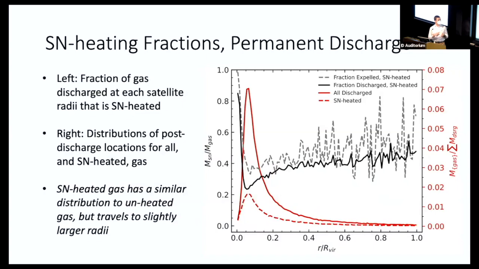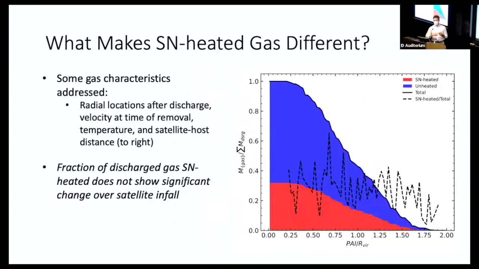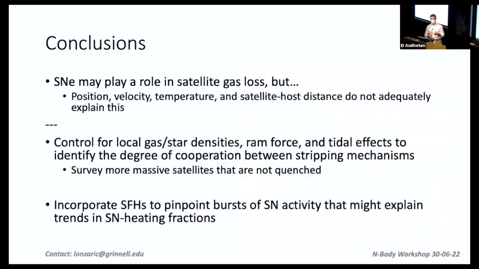And some other things we looked at, but not much time to talk about them, is the difference between just discharged gas and permanently discharged gas, and the locations to which this discharged gas is removed to. And we tried to look at different aspects of this gas in terms of where the gas was discharged to, the velocities at time of removal, temperatures, and satellite host distances, but ultimately found that none of these really provided any explanatory value in understanding why supernova heating may influence satellite quenching.